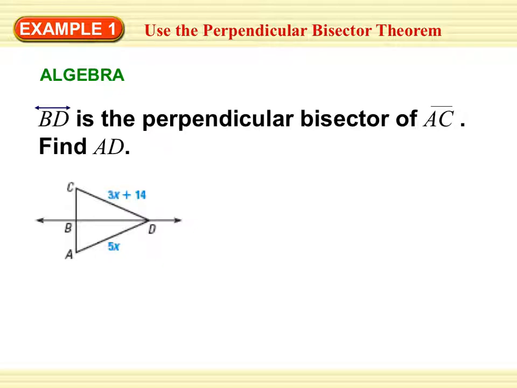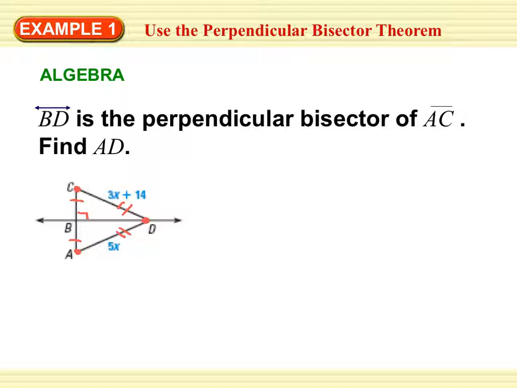So here are some examples. The first one is telling me that BD is the perpendicular bisector of AC. So what I could add here is that if BD is the perpendicular bisector, I've got a right angle here, and I know this one is congruent to this. And when point D is on the perpendicular bisector, then I know point D is equidistant from the endpoints. So that tells me that AD is congruent to CD.